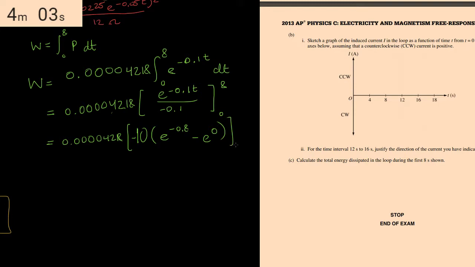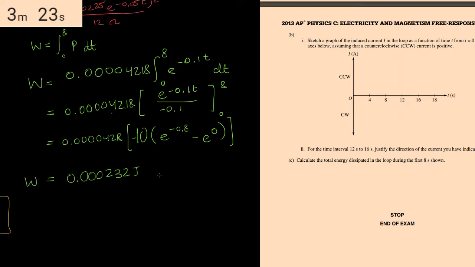That's 1. Let's just plug this all into the calculator. We get the ugly constant times negative 10 times the quantity e to the negative 0.8 minus e to 0. That's just 1. Syntax error. I think I had an extra parenthesis. And we arrive at the final answer that the work done is this many joules. Seems plausible. Yep, okay. This is our work done.